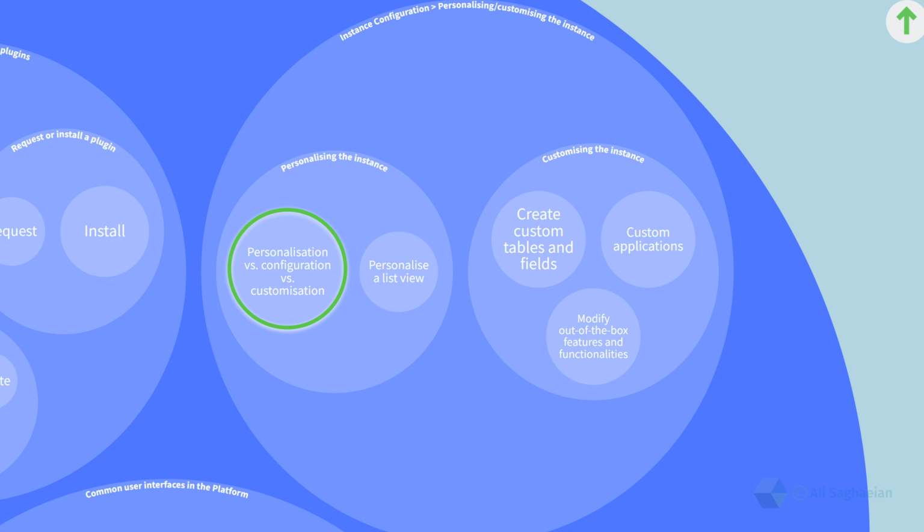Personalization, configuration, and customization are three frequently used terms when reviewing business requirements, and it's essential to understand the differences and pros and cons for each business scenario and their solution options. A rule of thumb is to keep these changes aligned with the standards and best practices.